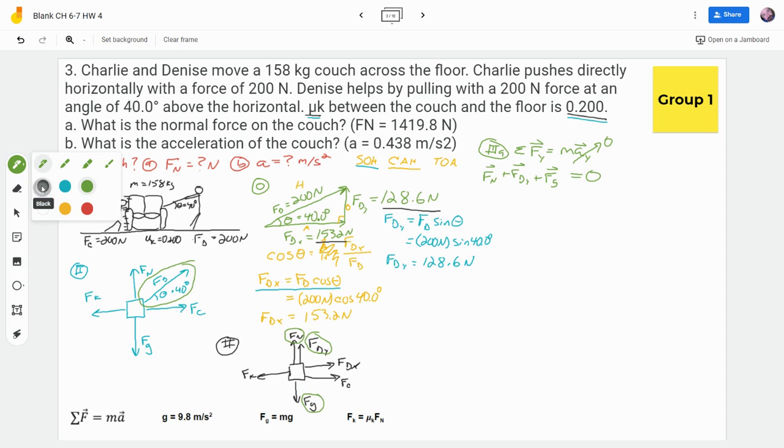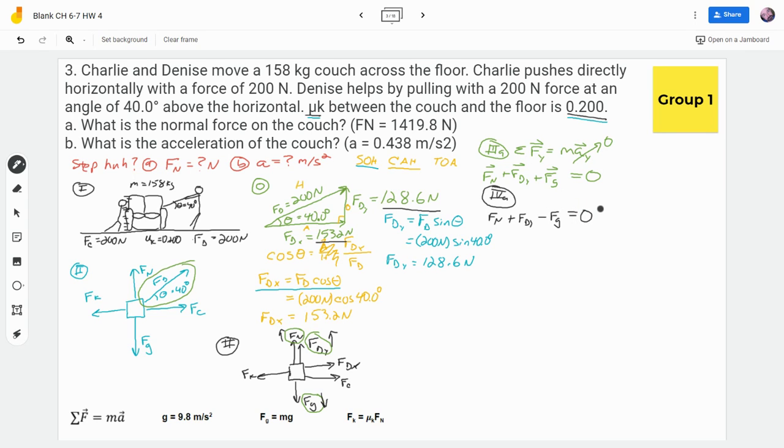So moving on to step 4 in the y direction. Take off the hats, put in the signs. F sub n, well, that one's going up, so that gets a plus. F sub dy is also going up, so that gets a plus. Plus F sub g. Okay, take the hat off of F sub g. F sub g is going down, so that gets a minus. And all of this is equal to 0.